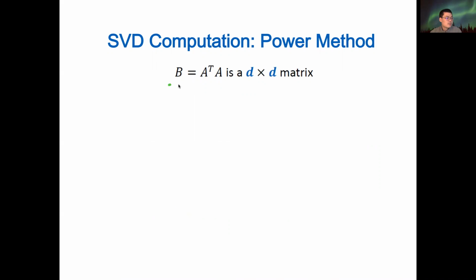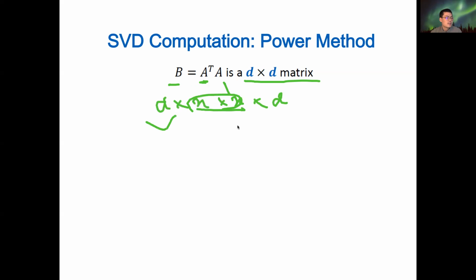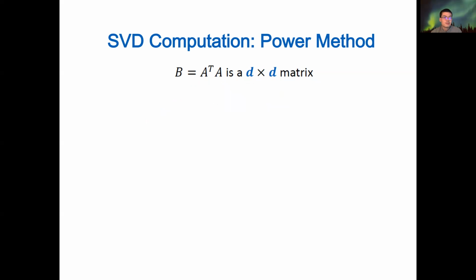Remember, you have the A matrix. We can compute A transpose times A, and this B matrix is a D by D matrix, because A has n rows and D columns, and A transpose has D rows and n columns, just the reverse dimensions. The inner dimensions match, so you can multiply, and the result is D by D. This is just simple matrix multiplication.